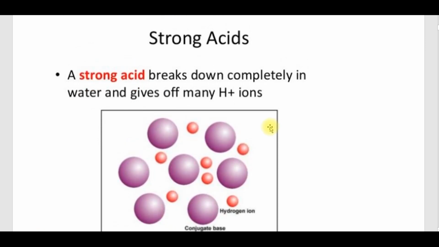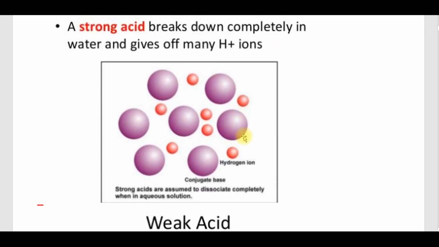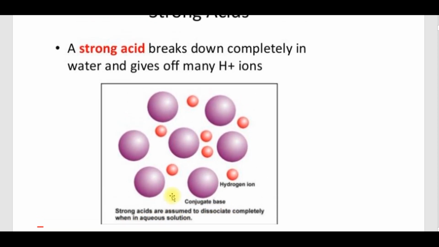Here you can see all these ions are broken down, completely ionized. That means strong acids are assumed to dissociate. If it is HCl, it is totally ionized into H plus and Cl minus. If it is HNO3, it is also ionizing into the corresponding cations and anions. Strong acids are assumed to dissociate completely in aqueous solution. That is all about the strong acid.